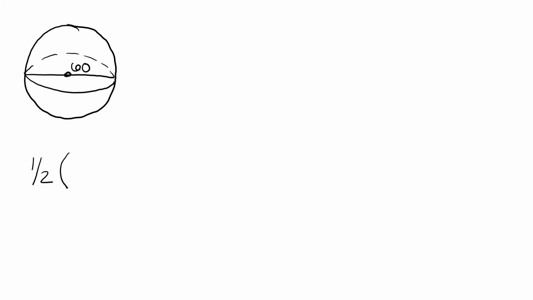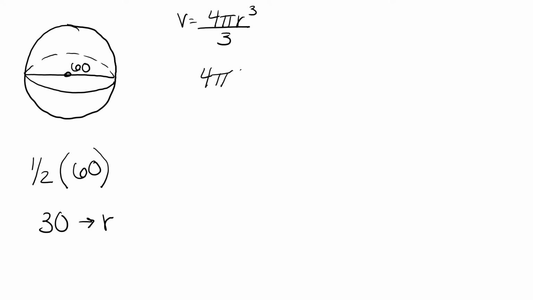For our last problem, we have a sphere with a diameter of 60. So our first step is to take half of our diameter because we only want the radius, and half of 60 is 30. We use our formula, 4 pi r to the third power divided by 3. We plug in the radius that we got, 30.